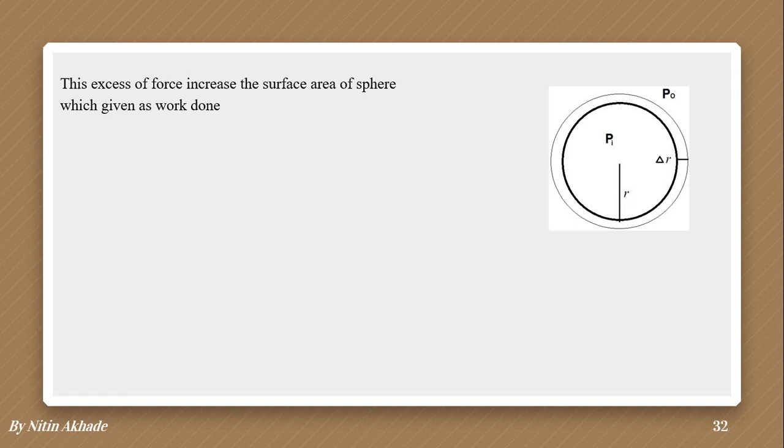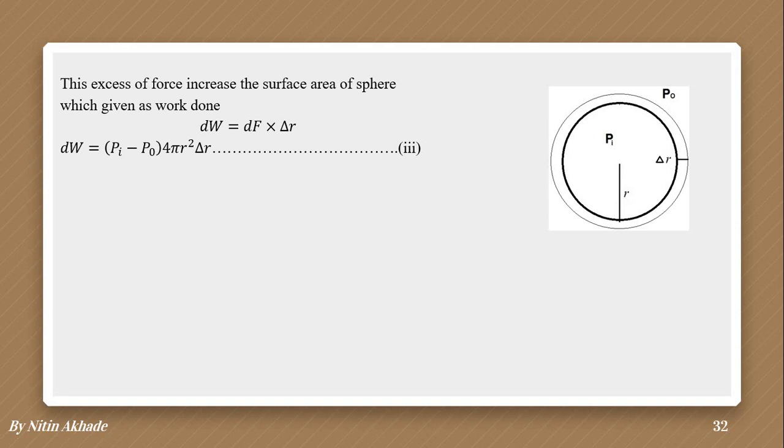So as this excess force increases the surface area of the sphere, which is given as work done, what will be the force? As we all know the definition of work done, force multiplied by displacement is nothing but the work done.